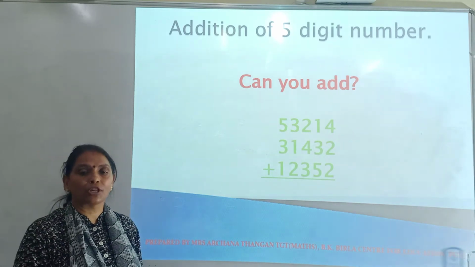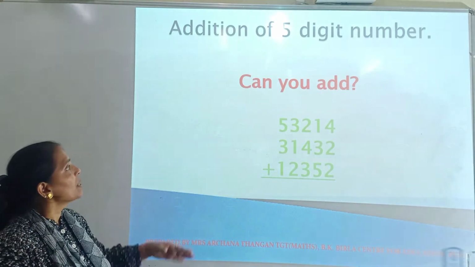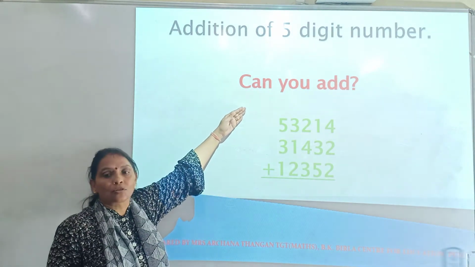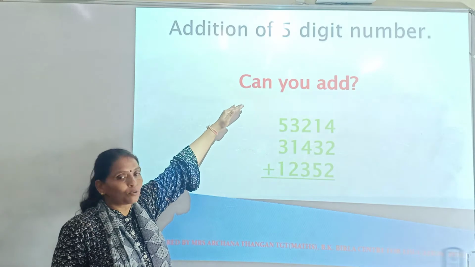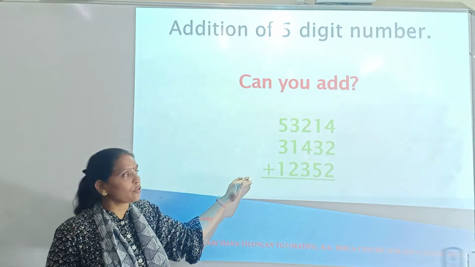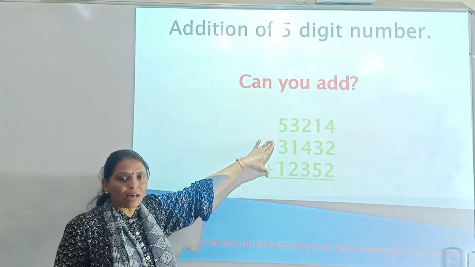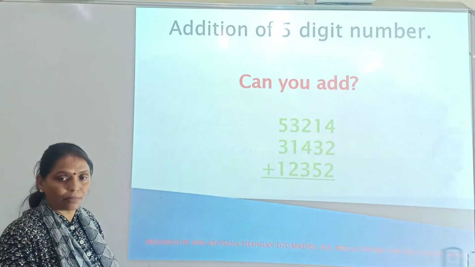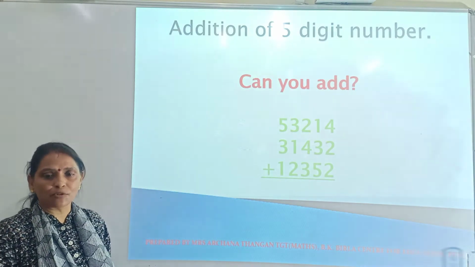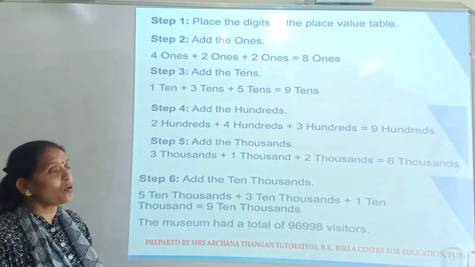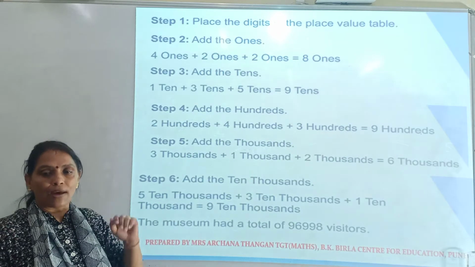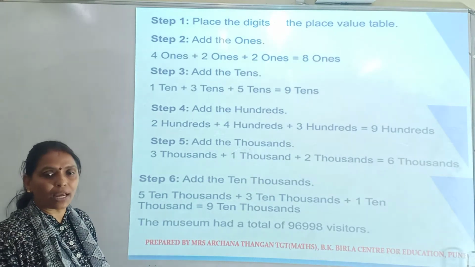First we need to check. First we have to do the addition of 5-digit numbers. Can you add these numbers? We have some rules we have to keep in mind. These numbers we have to write in a place value chart. So how do we write these numbers and what steps do we have to keep in mind? The first step is you need to write the numbers in a place value chart or place value table.